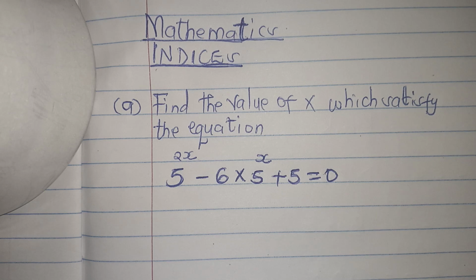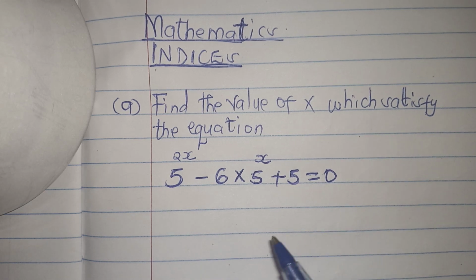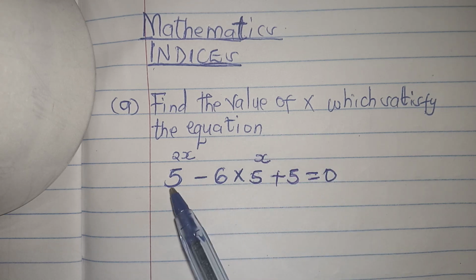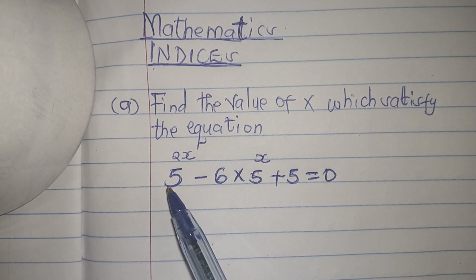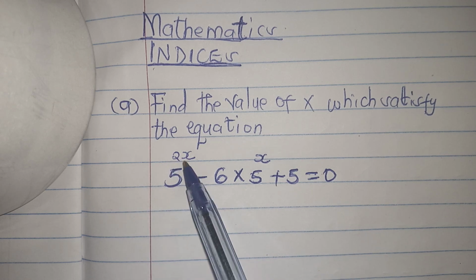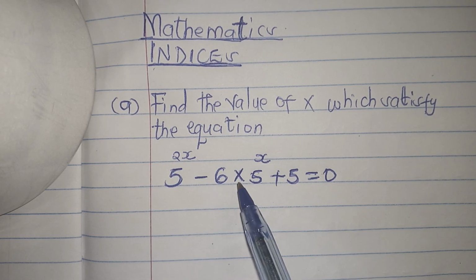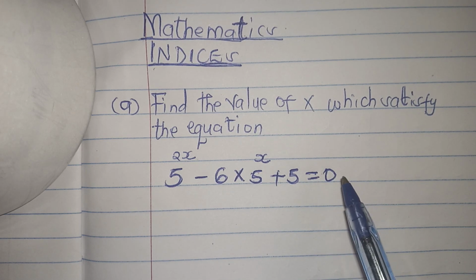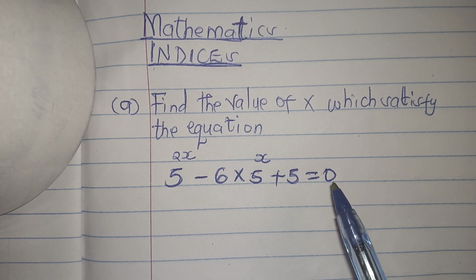So today I'm bringing you mathematics, and it's about indices. Find the value of x which satisfies the equation. I have an example here which asks me to find the value of x which satisfies this equation: 5 to the power 2x minus 6 times 5 to the power x plus 5 is equal to 0. So I'm supposed to solve and find the value of x.